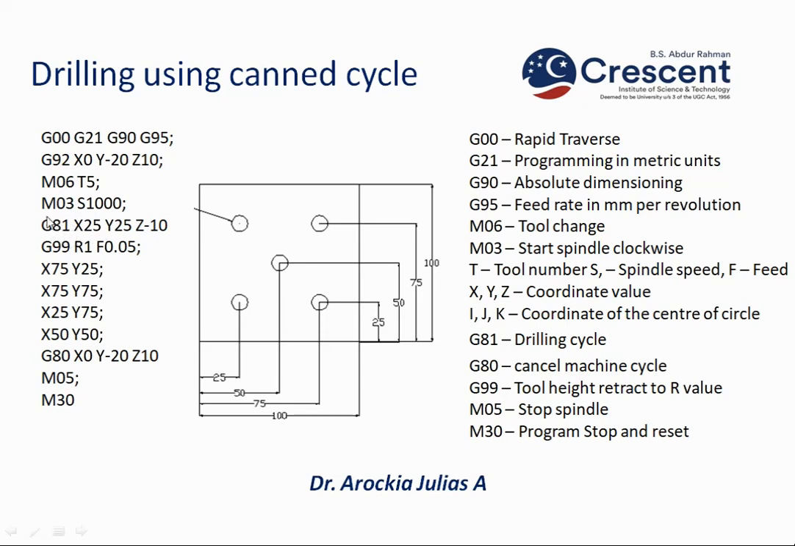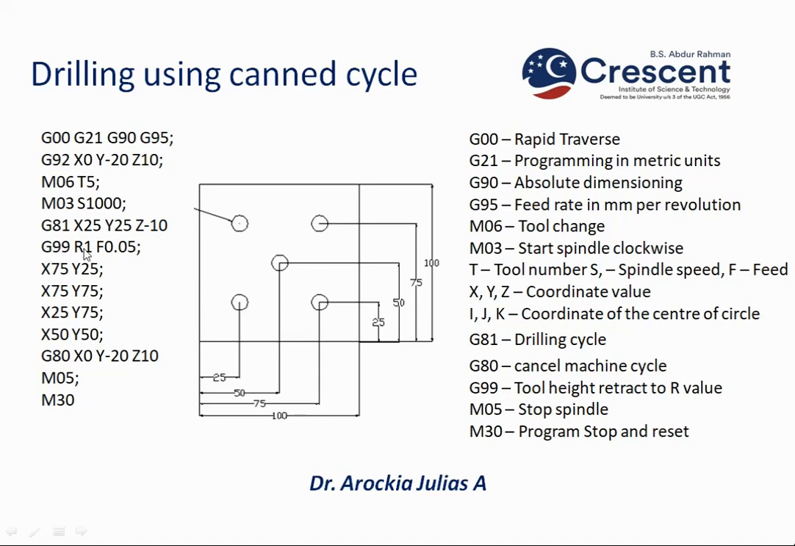Now comes the canned cycle. G81. G81 is the command used for the drilling cycle. For every cycle, every purpose, there is a different code. For basic rough drilling in a milling tool, G81 is the code. Now define the location X25, Y25 and Z minus 10. You remember Z minus 10 is the bottom of the hole. So this is the first step: X25, Y25, Z minus 10.